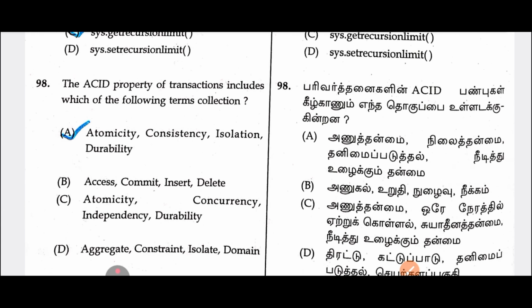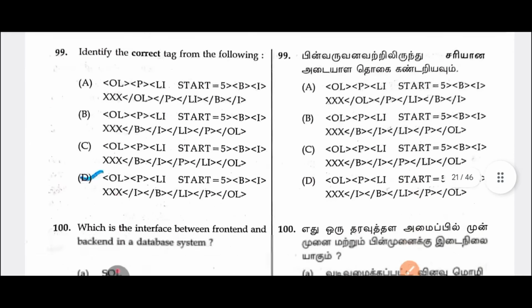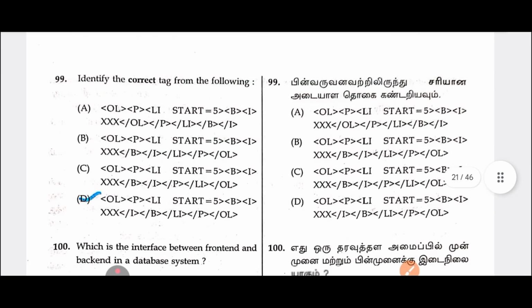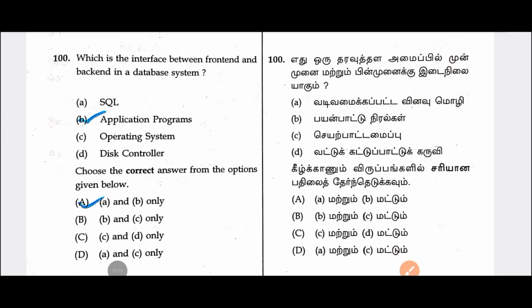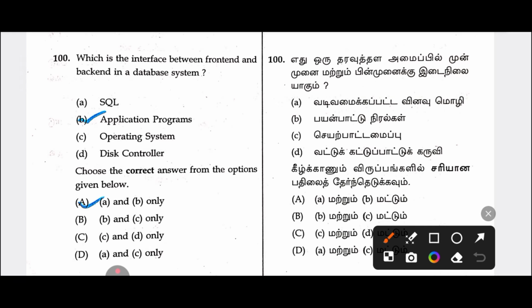The ACID property of transactions includes which of the following terms collection? Atomicity, consistency, isolation, durability. Identify the correct tag from the following. The correct option is D. Which of the interface between front end and back end in a database system? The correct answer is A and B only. So here the marked answer is A and B only.